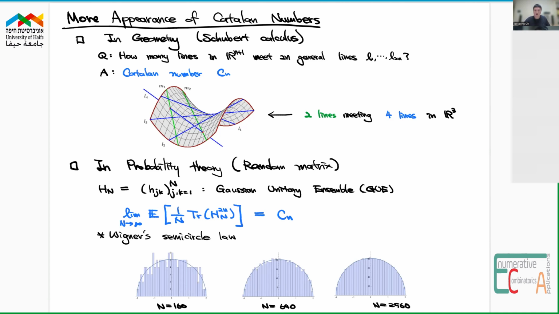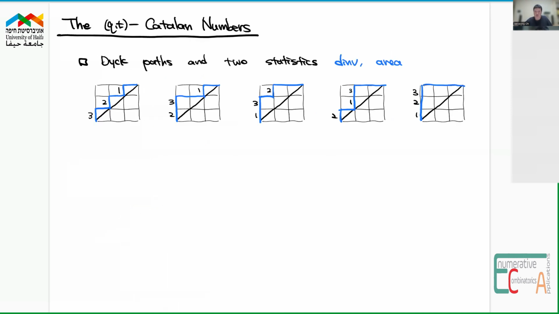And for today's talk, we will see another appearance of Catalan numbers, but a more sophisticated version called the QT Catalan numbers. So as I already mentioned, the Catalan number counts the number of Dyck paths. To be more precise, a Dyck path of size n is a lattice path like these, starting from (0,0) all the way up to (n,n) using up steps or right steps. And your Dyck path has to remain above the main diagonal. So there are 5 Dyck paths, as we have seen.